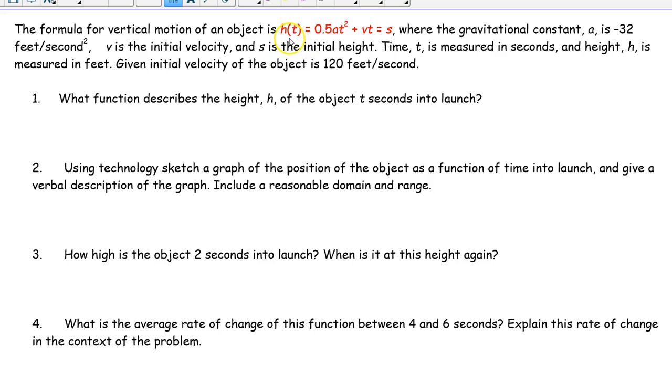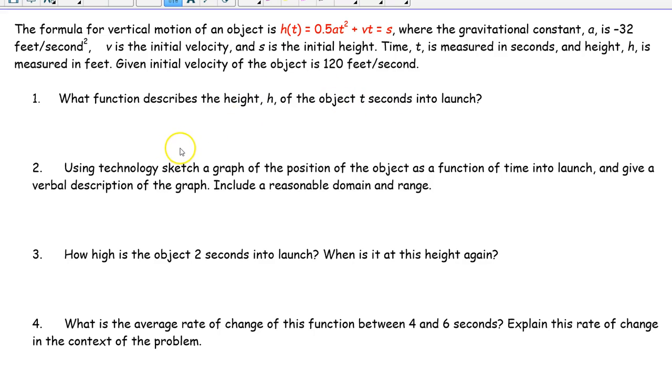So h of t is equal to s, the height at the starting point, of course. Now the time t is measured in seconds and height h is measured in feet, and it is given that the initial velocity of the object is 120 feet per second. So using this information, what function describes the height h of the object in t seconds into the launch?